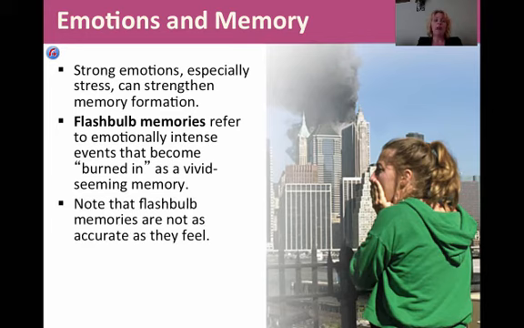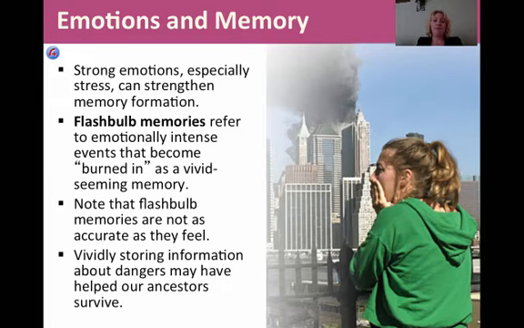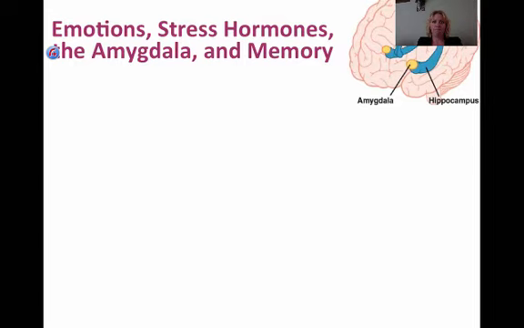Now, note that flashbulb memories are not as accurate as they feel. Okay, so even though they feel very, very vivid and true, remember, they're still going to be corrupted by all of that emotional intensity. And vividly storing information about dangers may have helped our ancestors survive. Okay, so a lot of this highly impactful emotion, especially negative emotions, help with survival.